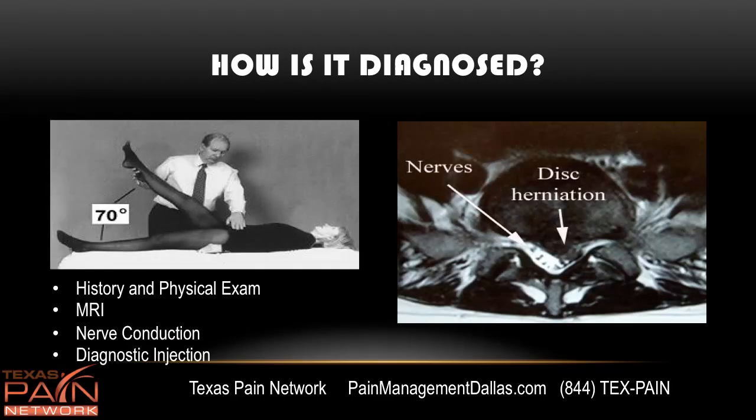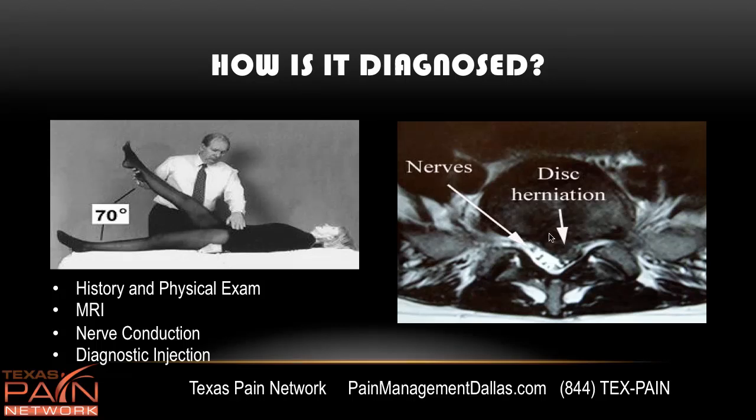How's it diagnosed? History and physical is the most important part. Sometimes patients walk right out of a textbook and you know exactly what's going on. Other times it will need to be correlated with things like a straight leg raise test, which is where the pain doctor lifts up the leg straight, puts tension on the nerve roots, causes extreme pain if a disc herniation is present usually. And then when the doctor flexes the knee, the pain usually goes away.